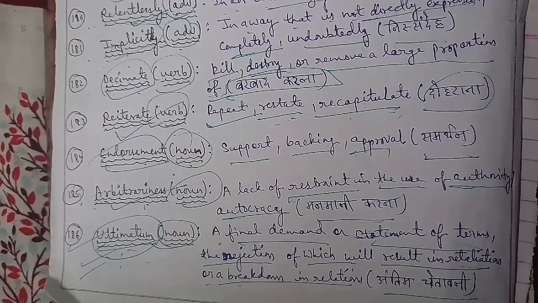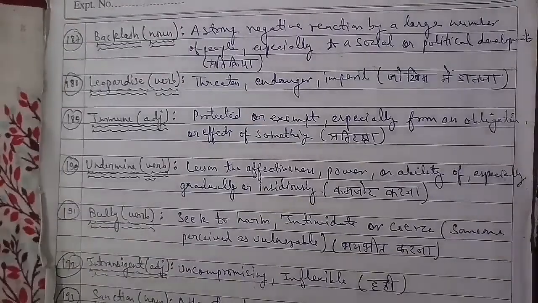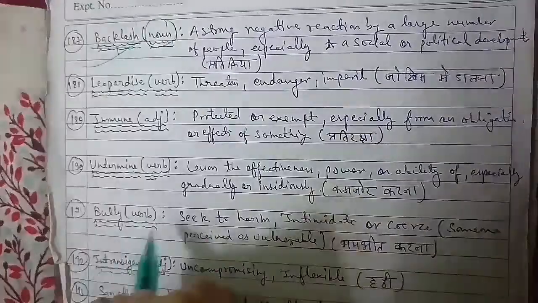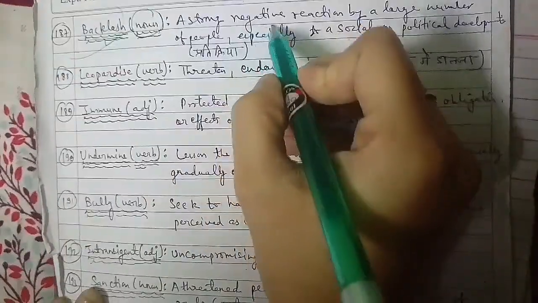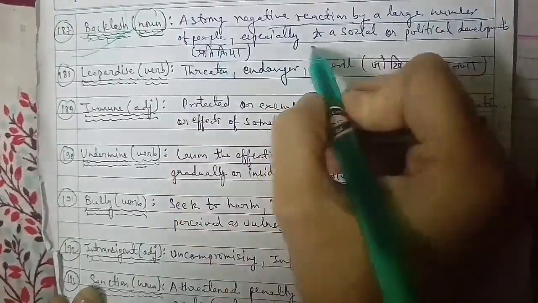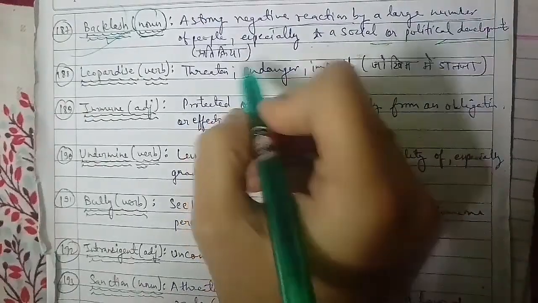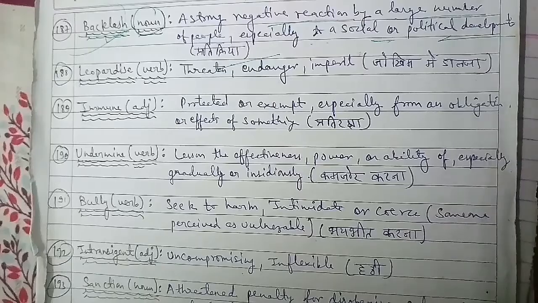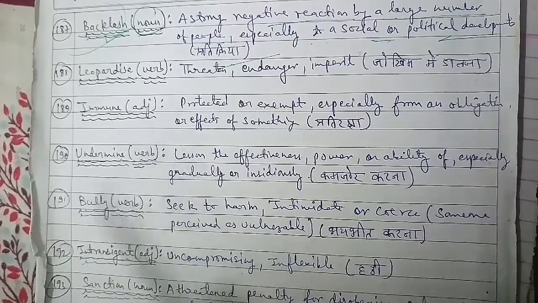Now moving on with the next one, the 187th word, and that is backlash. Backlash is a word that is used as a noun, and the meaning of backlash is a strong negative reaction by a large number of people, especially to a social or political development. In Hindi that is प्रतिक्रिया. Basically a strong negative reaction आना by a large number of people, especially if it is to a social या political development, या प्रतिक्रिया in Hindi we can say. For those sentences you can use the word backlash. And of course, to improve English, as I said, use these words in your phrases and your sentences.